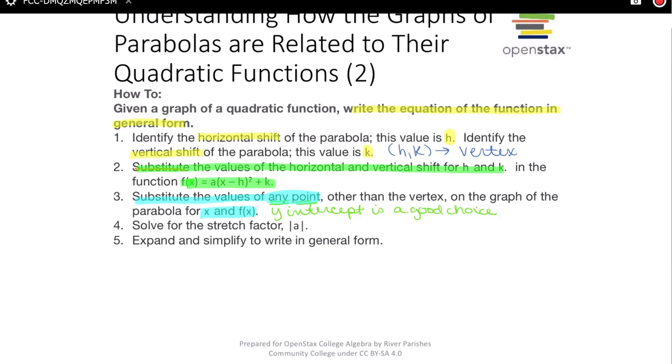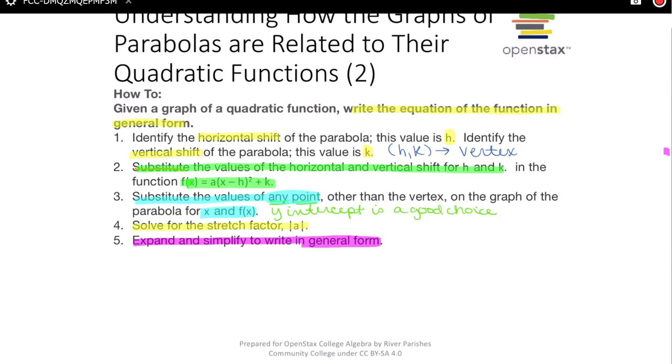And you are going to solve for the stretch factor a. Now, if the parabola is opening up, a is going to be positive. If the parabola is opening down, a is going to be negative. And then, this is important, in this case we're talking about how to write it in general form. We're going to expand and simplify the function so that we can write it in general form.